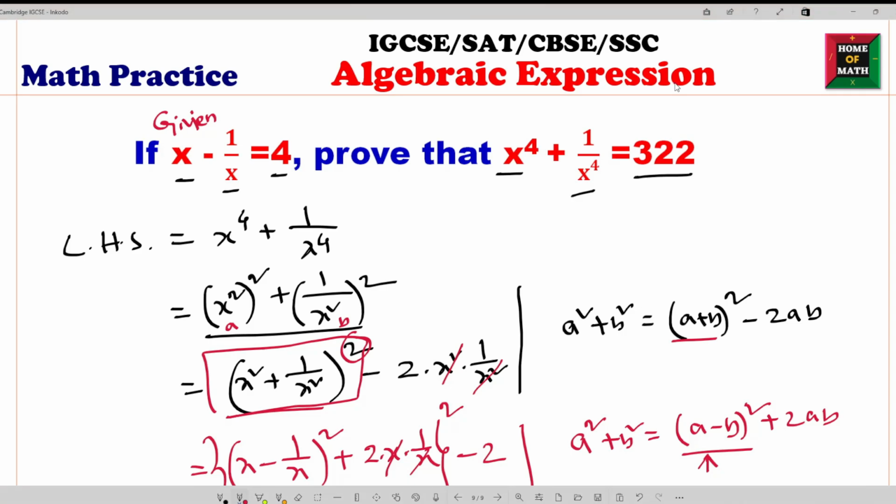This is a very short way to solve this one, and it is very important for any kinds of competitive examination like IGCSE, SAT, CBSE and SSC. So the first question is finished. Today we will solve another math.